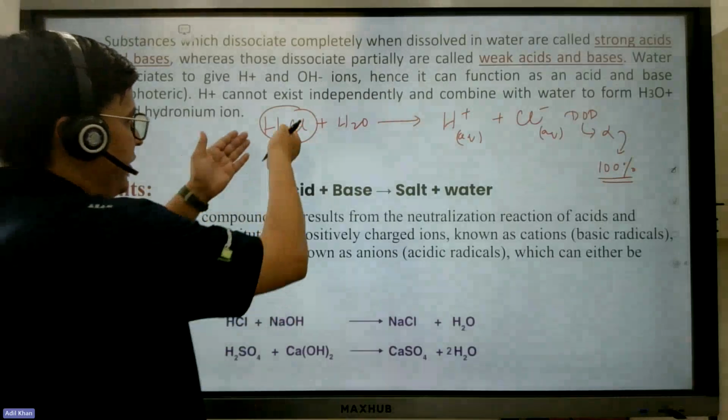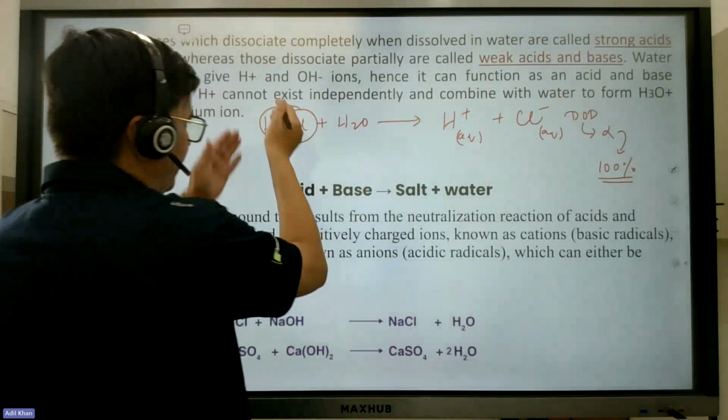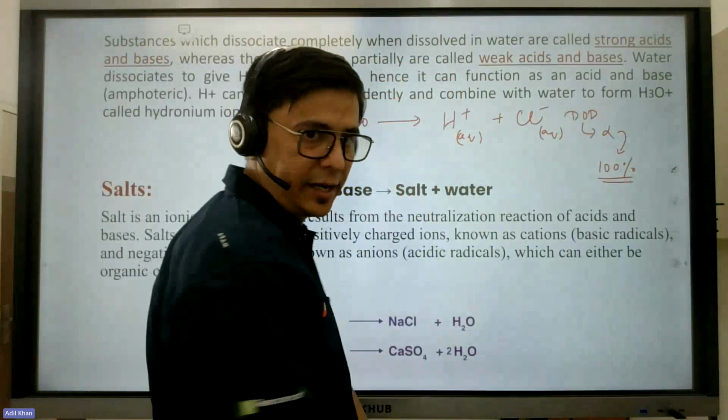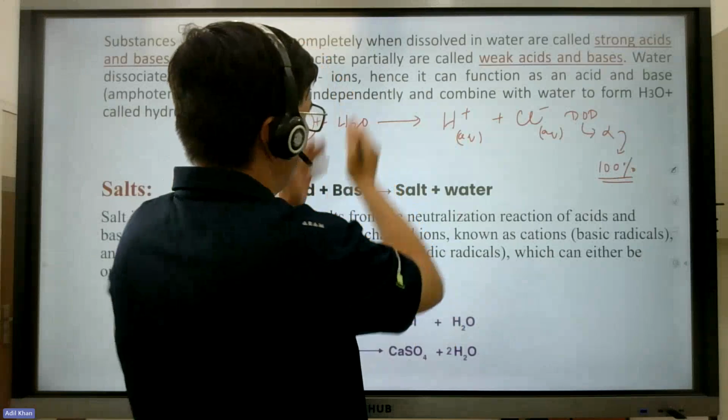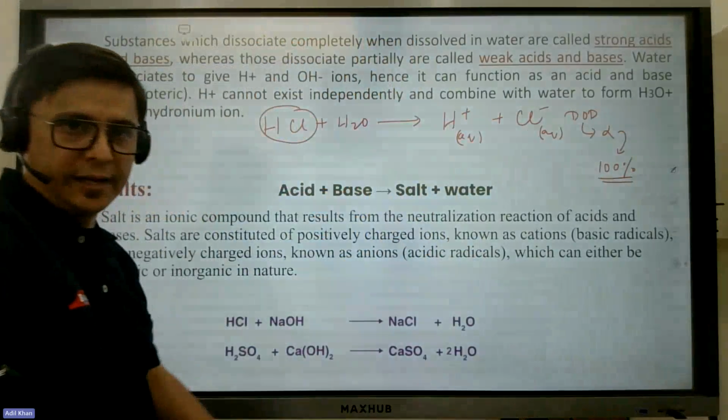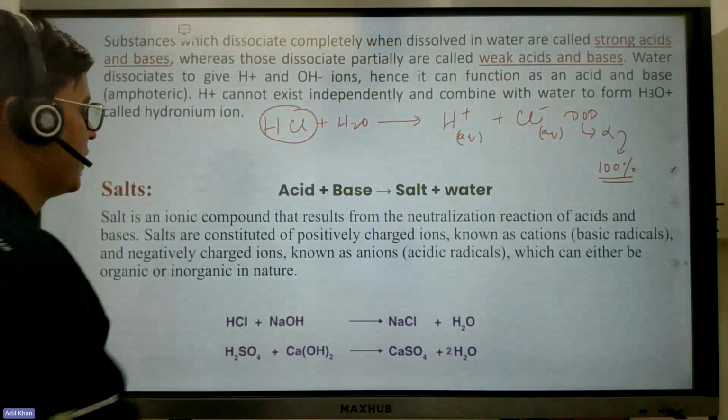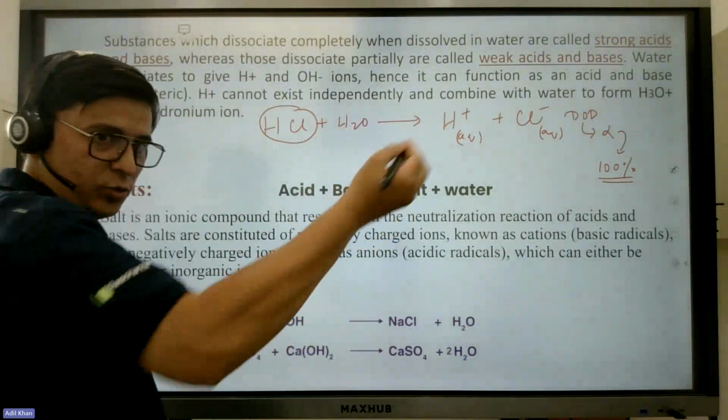If suppose I start with 1 kg of HCl, the entire 1 kg is breaking down. If I start with 100 gram of HCl, the entire 100 gram is breaking down. That is known as strong acid.